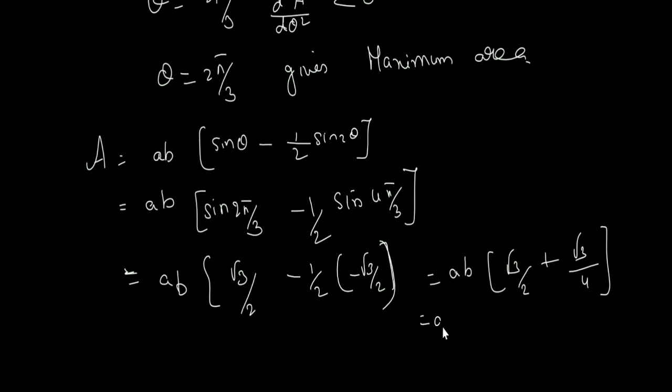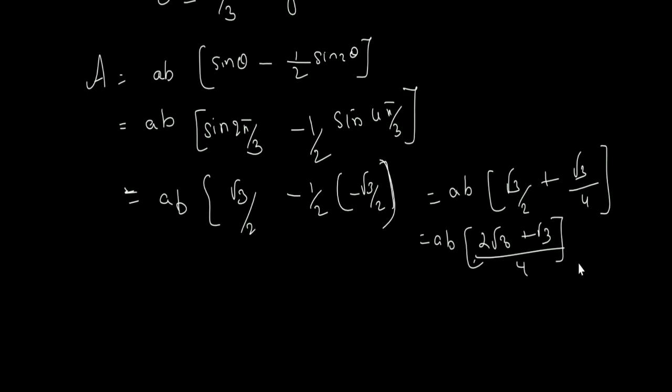Take the LCM. So it is 2 root 3 plus root 3 by 4. So that is equal to AB into 3 root 3 by 4 square units. So the maximum area of the triangle is AB times 3 root 3 by 4 square units. Thank you.